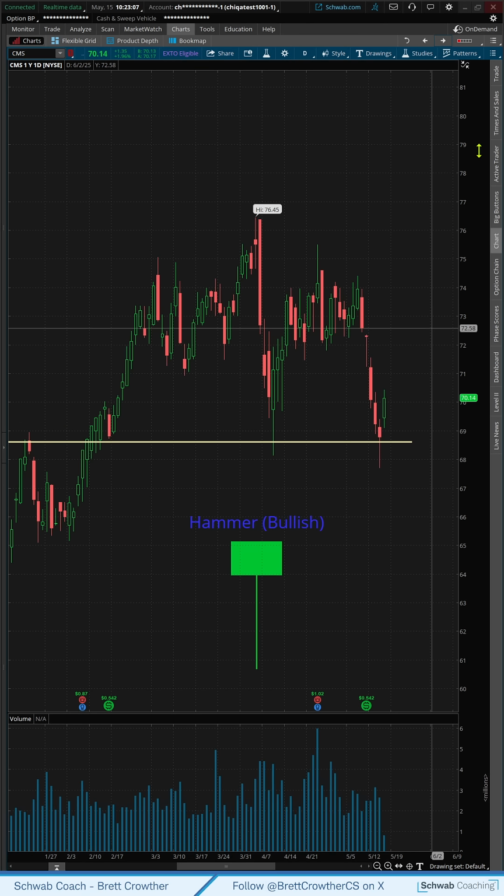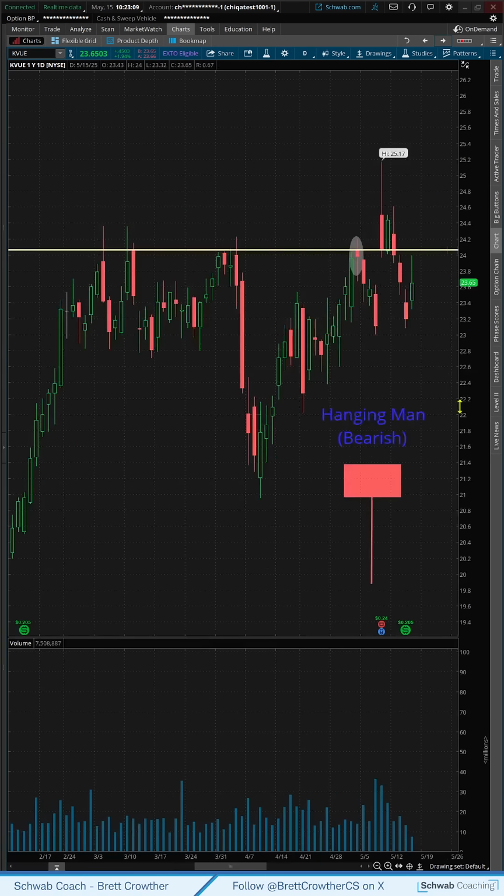Now, let's compare that to a hanging man. Again, looks the same, right? Small body, wick twice the length of the body. But this time we're going to find it at resistance. And so you can see a couple times the stock has hit resistance. And here it is bouncing off resistance. Small body, wick twice the length to the downside, a little bit to the upside. But this time, since it's at resistance, it's bearish. And again, with the same thought, confirmation of this would be a close below the body the following day. So again, whether it's a hammer or a hanging man is really whether it's at support or resistance.